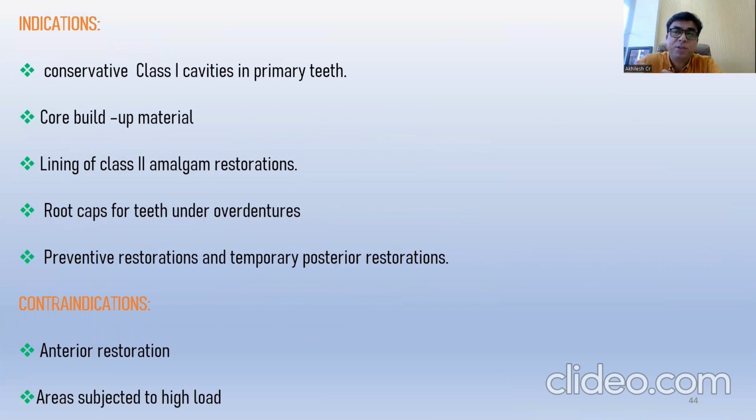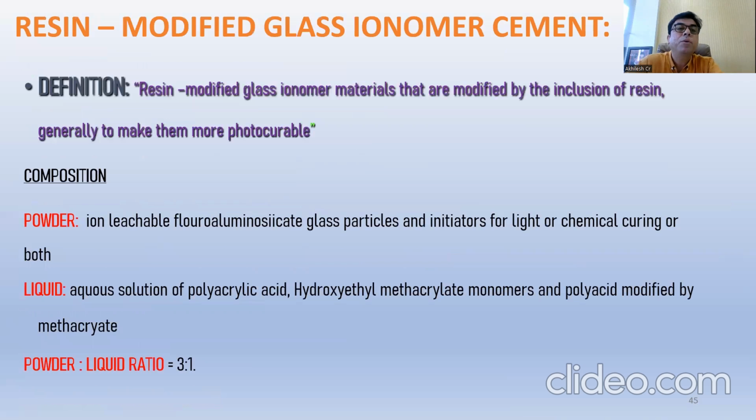What are the indications of this one? It is used in conservative class 1 cavities in primary teeth. Core buildup material, can be used in lining of class 2 amalgam restorations, root caps for teeth under overdentures, and preventive restoration and temporary posterior restoration. What are the contraindications? Anterior restoration. It cannot be used in the anterior areas and areas subject to high load.